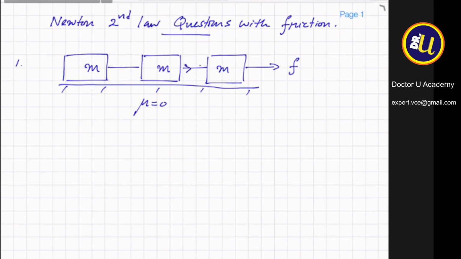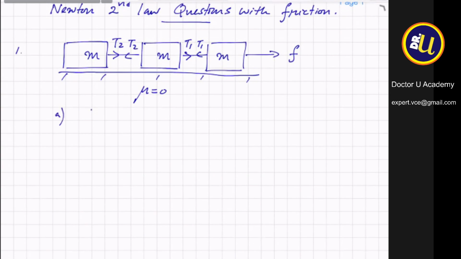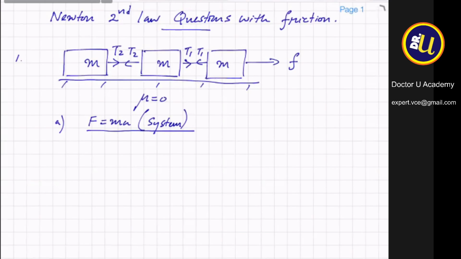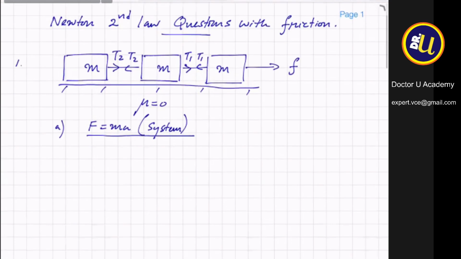Now, tension force. So there are two ropes here, right? So we mark T1, T2, because two ropes, right? So we should mark it differently. Then to find the acceleration of the system, we use F is equal to ma for the whole system. The external force for the whole system would be F, and the mass of the system would be 3m. So acceleration of the system we will take as A. So acceleration A is equal to F divided by 3m here.